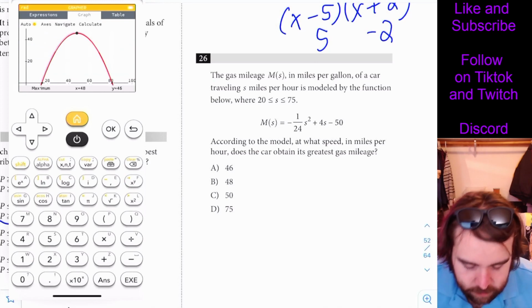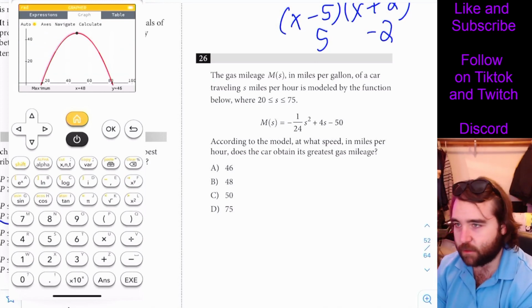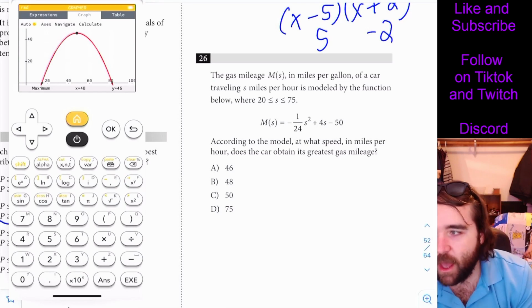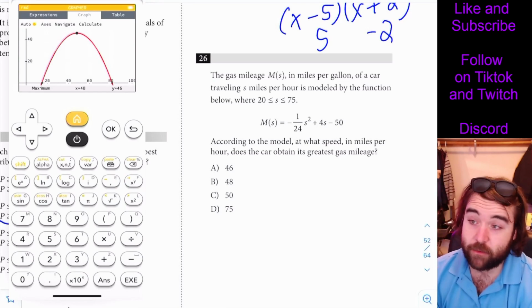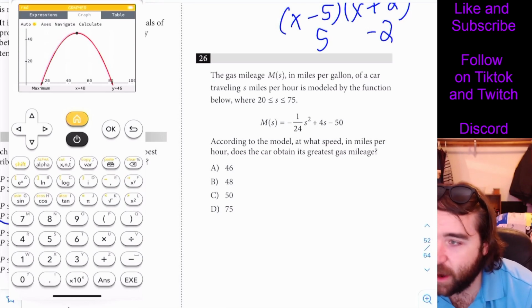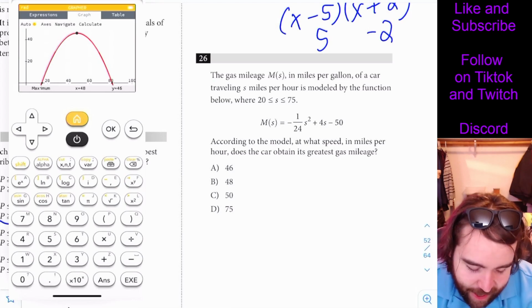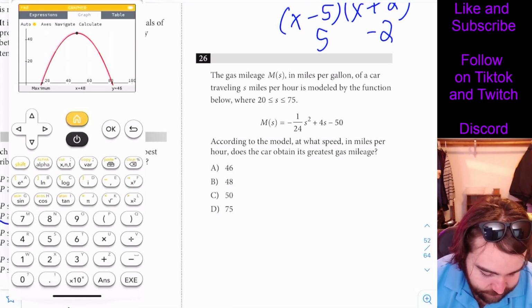NumWorks is super good at showing us the important stuff. You see it adjusts the window automatically. We didn't have to move it to be able to see the whole graph. It knows where the graph is, and it'll even mark the maximum for us, like it should. So they're saying when x equals 40, y equals 45.46. Oh, and x equals 48, y equals 46.